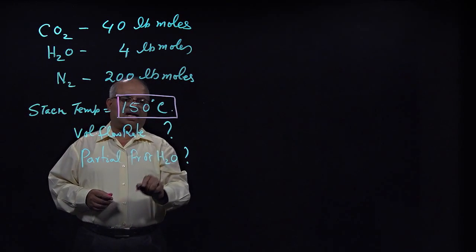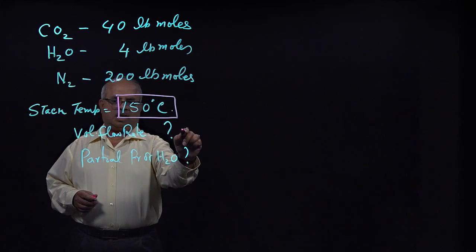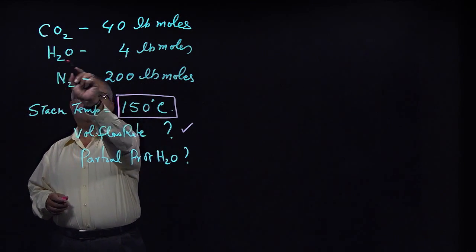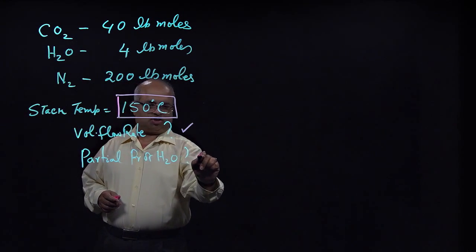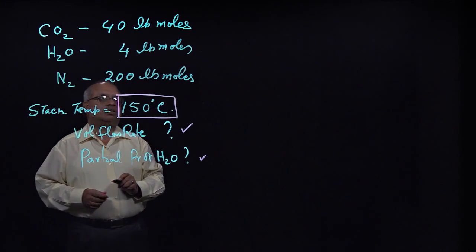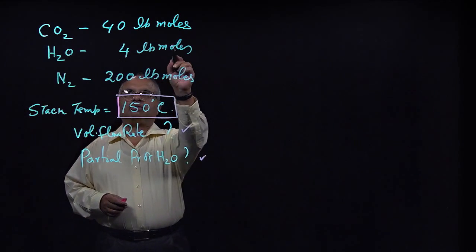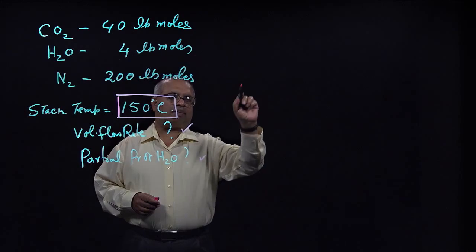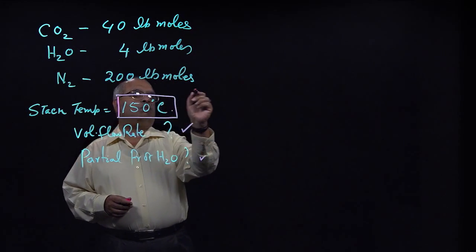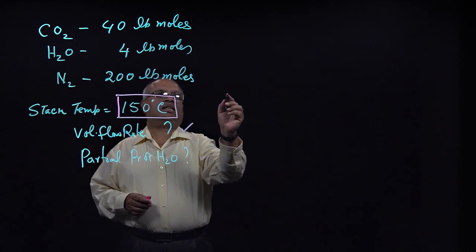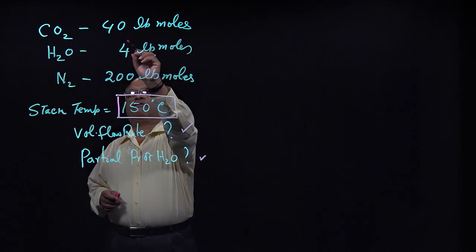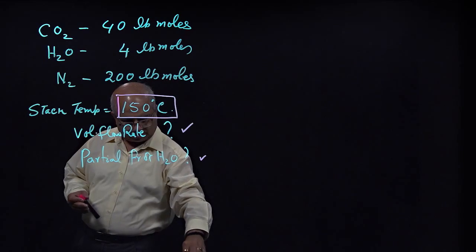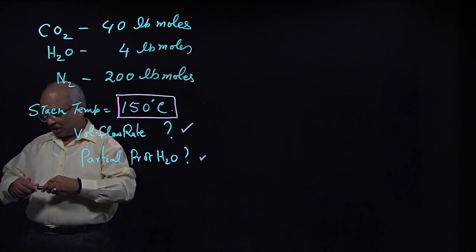We are asked to calculate the volumetric flow rate and also the partial pressure of water vapor in this mixture. These are our objectives. So let's take a look at it. Whether it is CO2 or water vapor or nitrogen, all gases occupy the same volume. So we can simply add these, and in addition to this, let me add one more gas here.